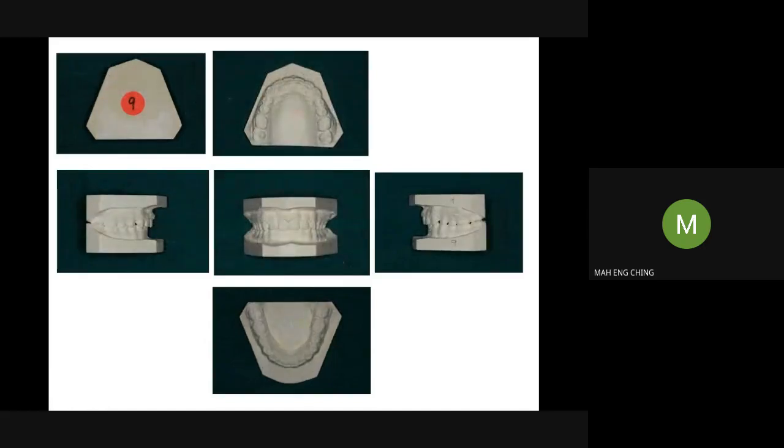Okay, now we go for number 9. Who wants to take it? 3F. Maybe you're right. It's more than 3.5, then complete overjet, complete overbite, but not causing any trauma yet. So okay, maybe I'll take 3F.